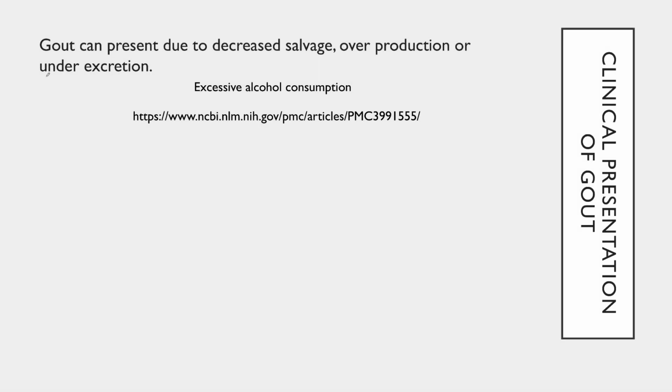So our final presentation of gout can be caused by underexcretion of uric acid. And the primary example for this is in cases of excessive alcohol consumption. And in this case, we haven't talked about alcohol consumption or alcohol metabolism, so I'm not going to add this to your plate right now. But if anyone's interested, here's a great reference for it. Essentially, alcohol consumption increases production of lactic acid, and there's competing excretion for lactic acid and uric acid.